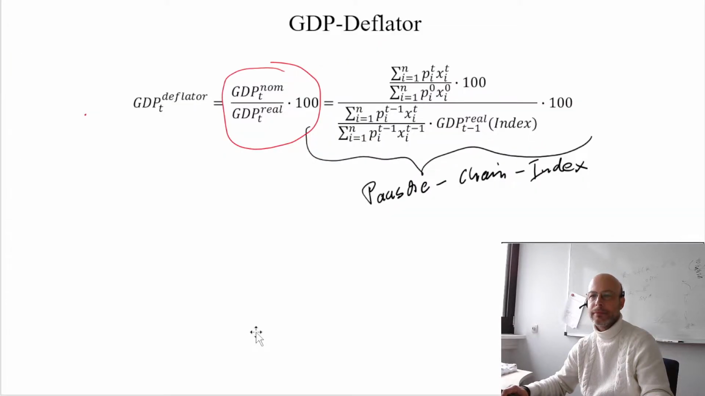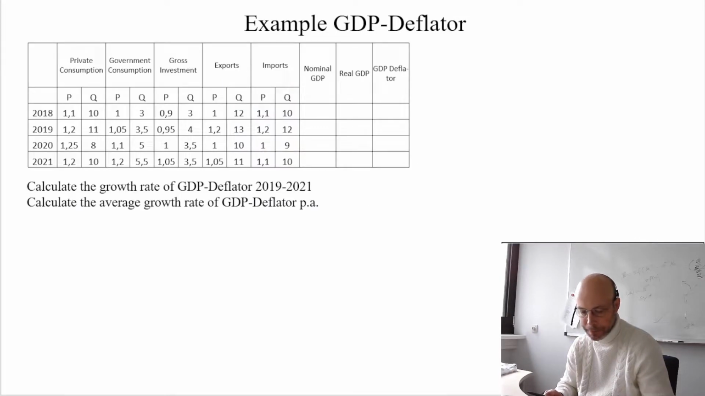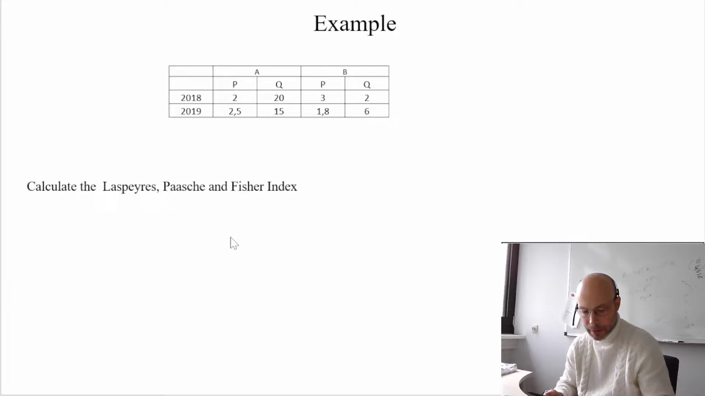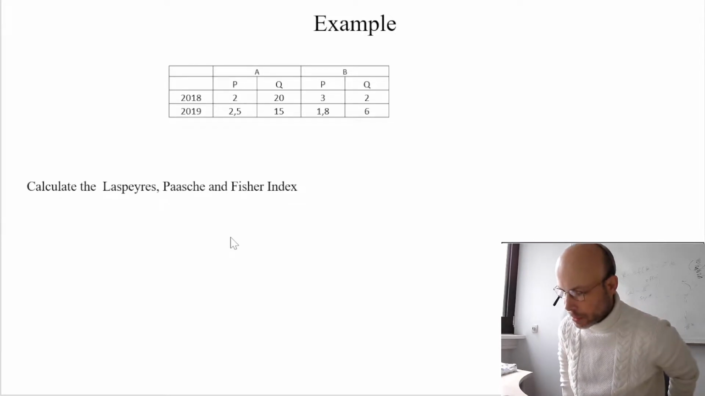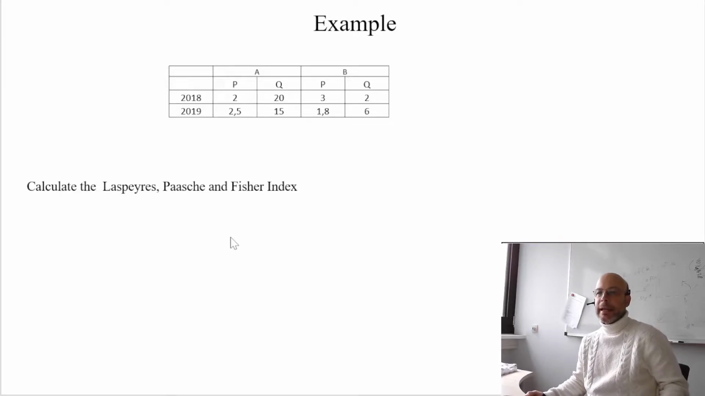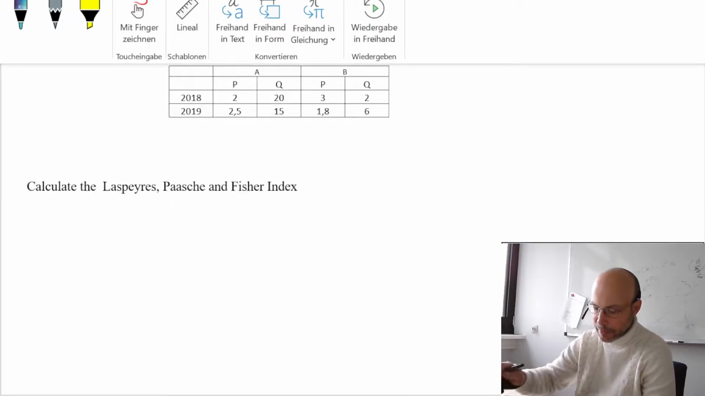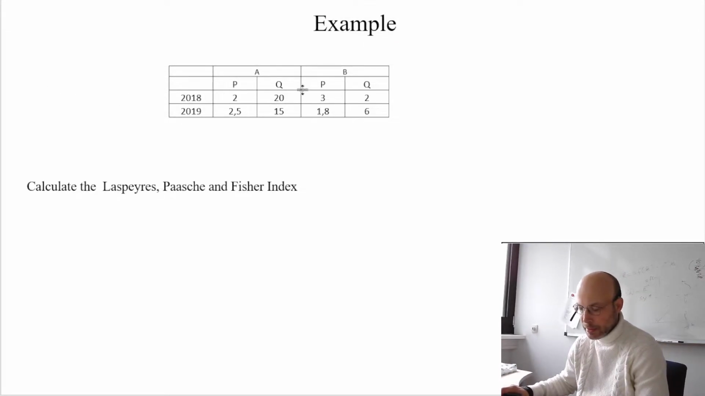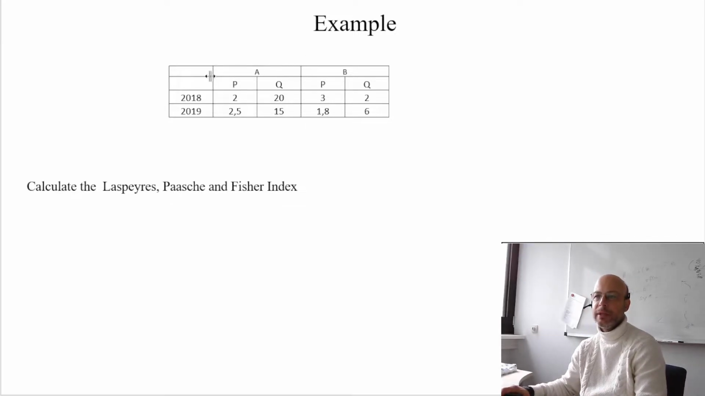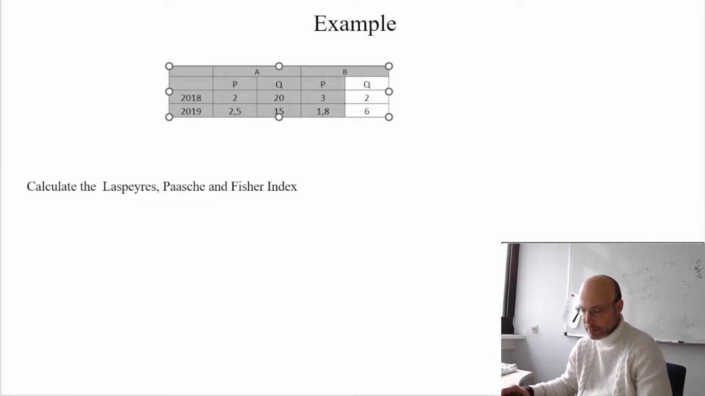Okay, then we will go further in our lecture, and we also want to calculate the Laspeyres, Paasche, and Fisher index with a very easy example where we have just two goods, A and B, and we have the price development and the quantities, just using the definition of the Laspeyres, Paasche, and Fisher index.